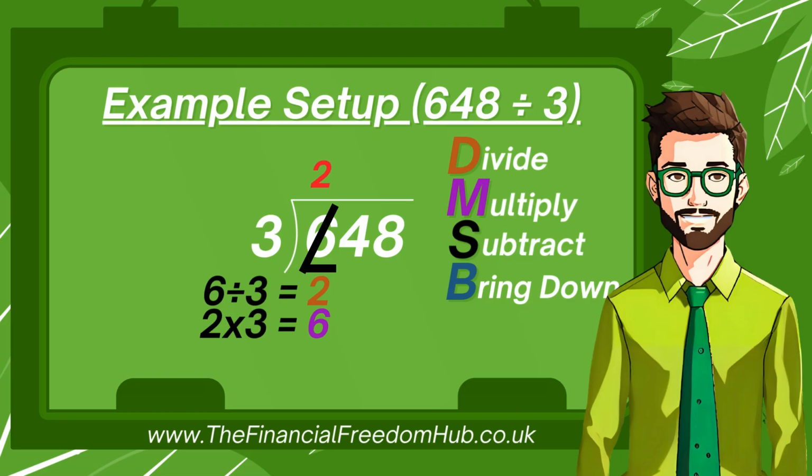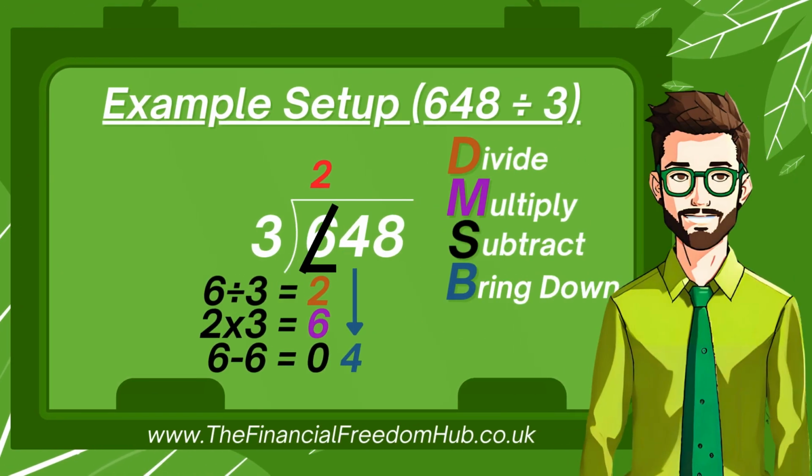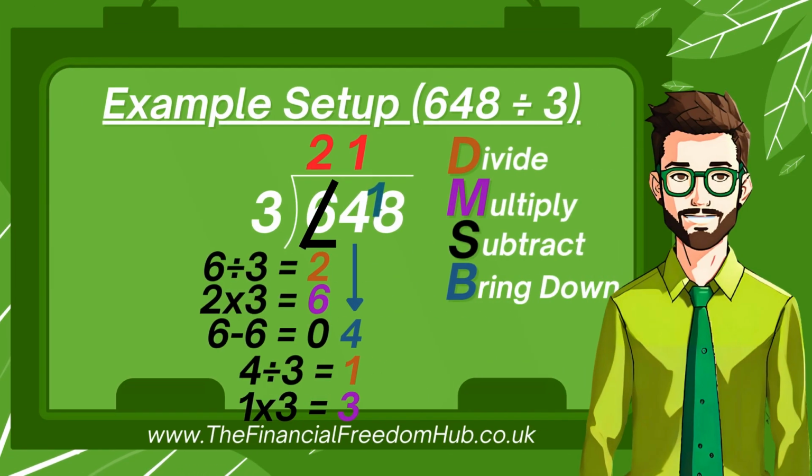Subtract it from the first digit. We've got 0 left. Bring down the next digit, 4. Now we work with 0, 4. 0, 4 divided by 3 is 1. Multiply, subtract, bring down the 8.